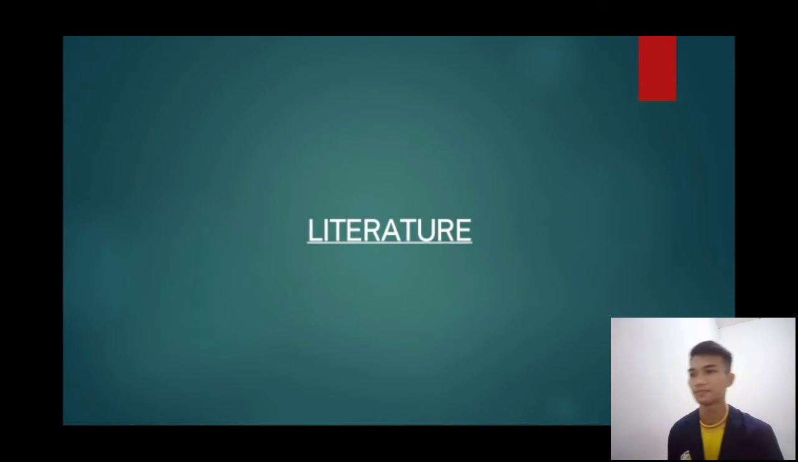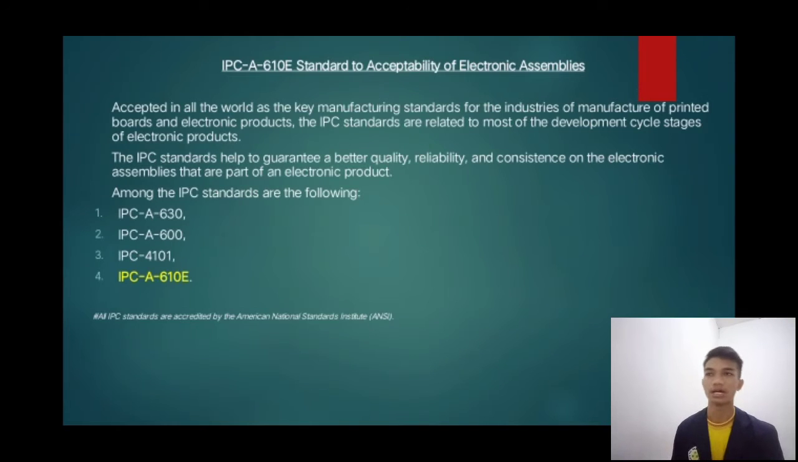So for the literature, first is IPC. It is accepted all over the world as the key manufacturing standard for the industries of manufacture of printed boards and electronic products. The IPC standards are related to most of the development cycle stages of electronic products. The IPC standards guarantee better quality, reliability, and consistency of the electronic assemblies that are part of an electronic product.